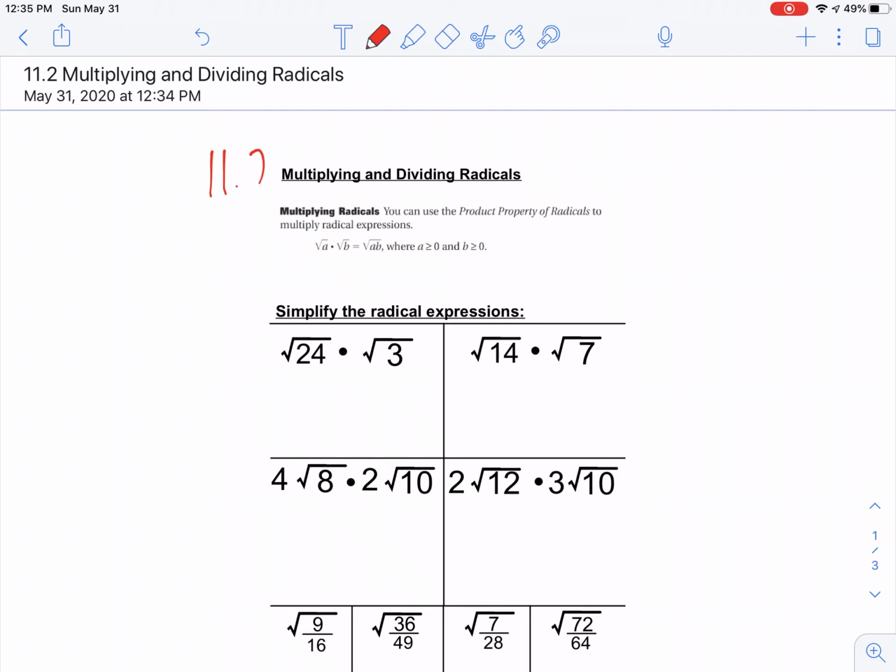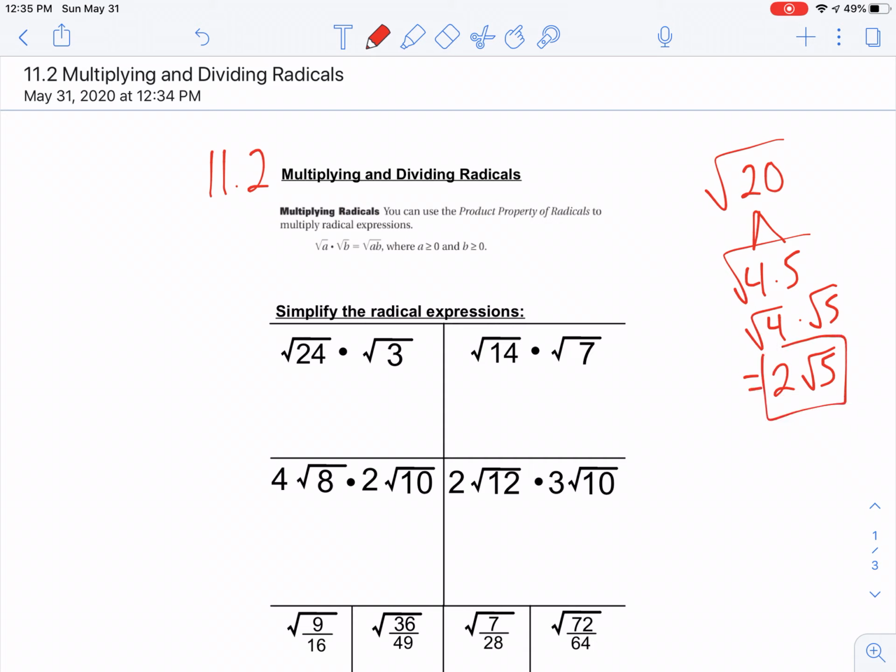Okay. So in the last lesson, we learned how to simplify radicals like the square root of 20. You break it up into 4 times 5, then you break up the radical into square root of 4 times square root of 5. You take the square root of 4, which is 2. You leave the radical 5 as is, and that is now simplified: 2 radical 5.